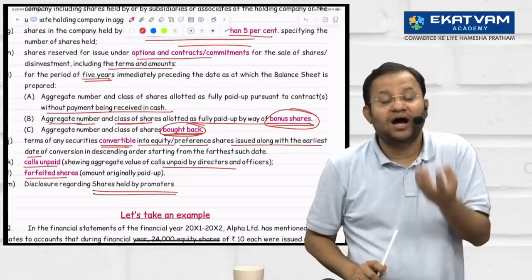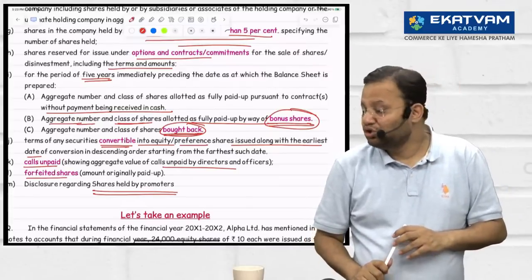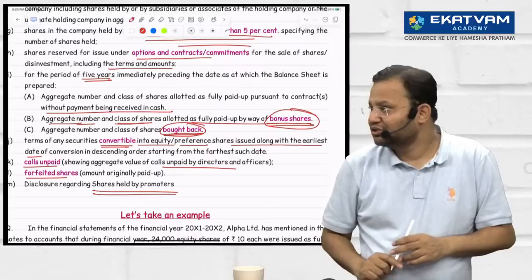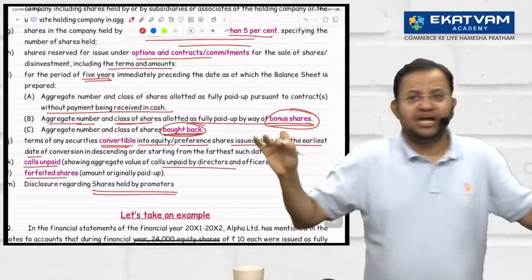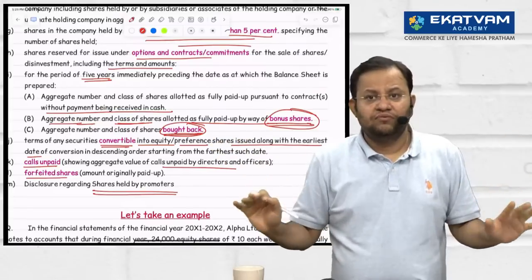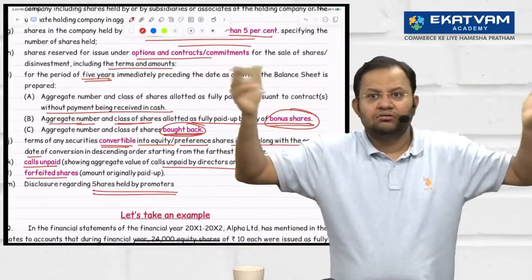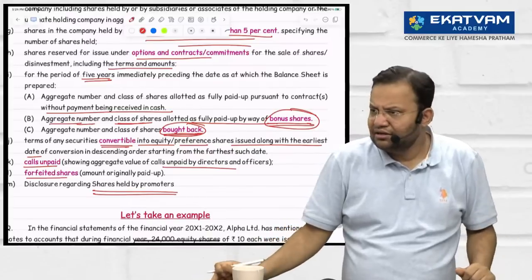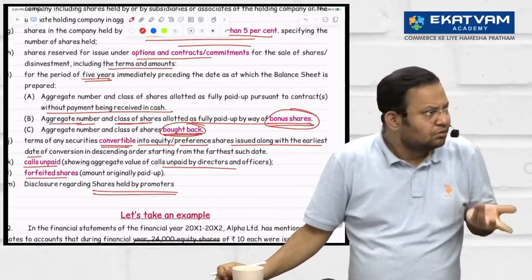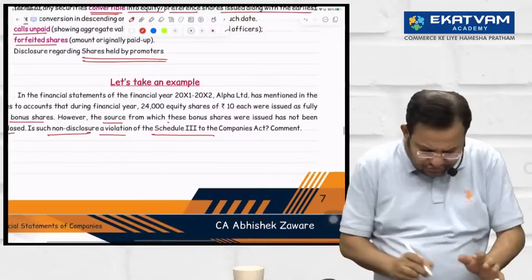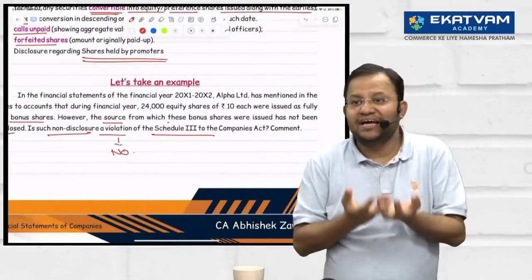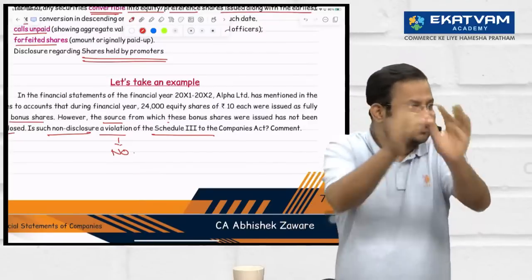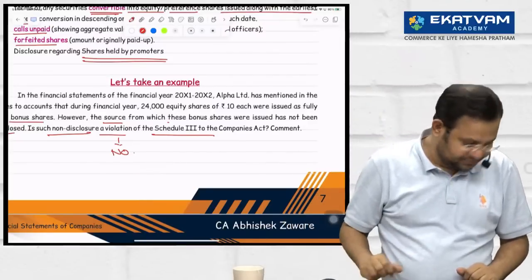What is not required to be disclosed? Source of bonus is not required to be disclosed. What did Schedule 3 say? Disclose how many bonus shares you gave, full stop. From where you gave? It is not written anywhere. So, is it a violation? No. Why is it not a violation? Schedule 3 requires just the number of shares given by way of a bonus.